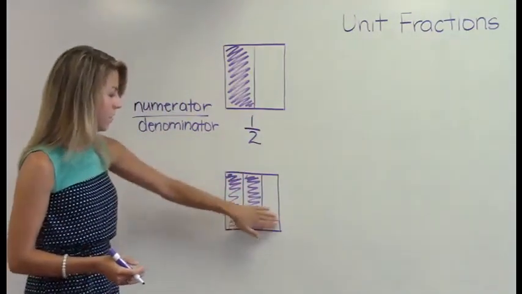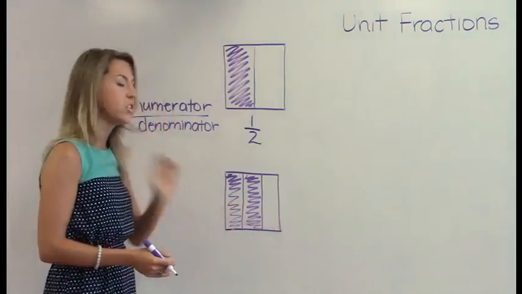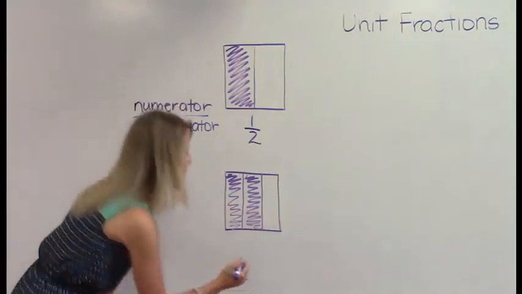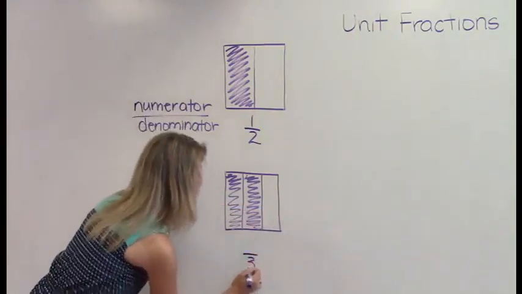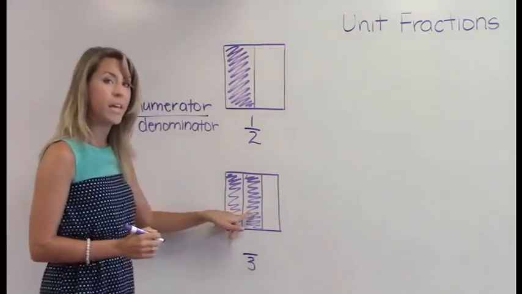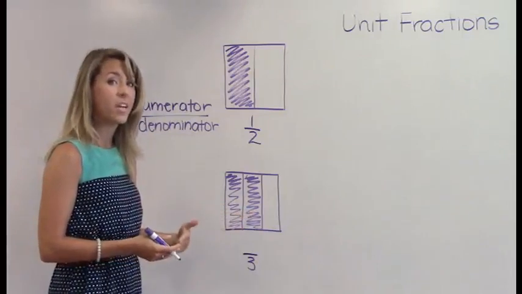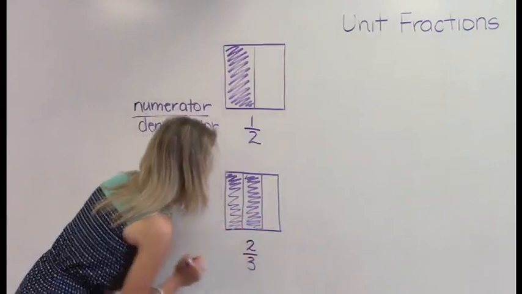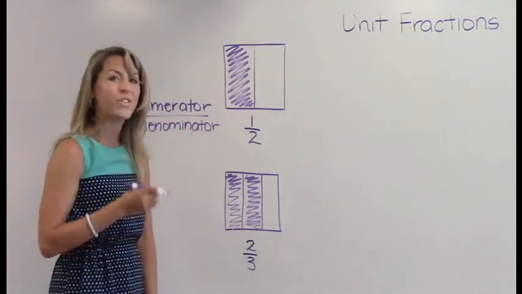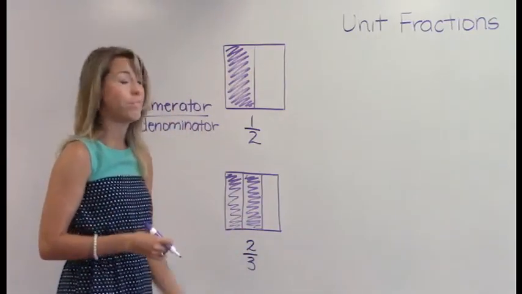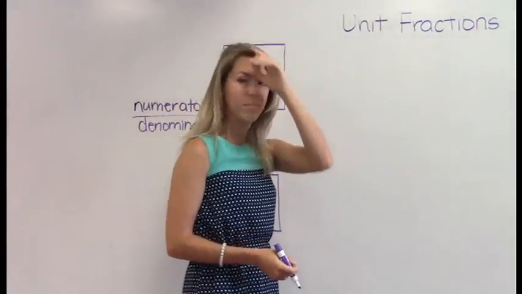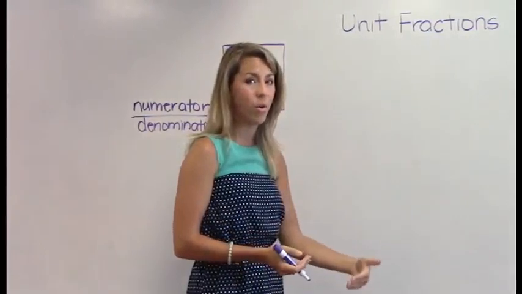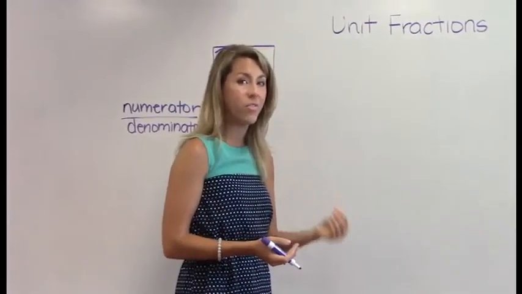In this model, I can see that it's been partitioned into 3 equal parts. That makes my denominator 3. And since 2 of my equal parts have been shaded, I can record 2 as my numerator. Now let's move on to the focus of today's lesson, unit fractions. A unit fraction refers to one part of a whole that's been equally divided.